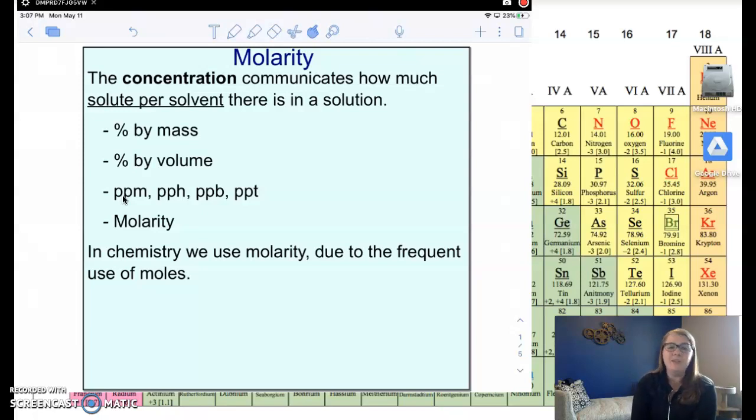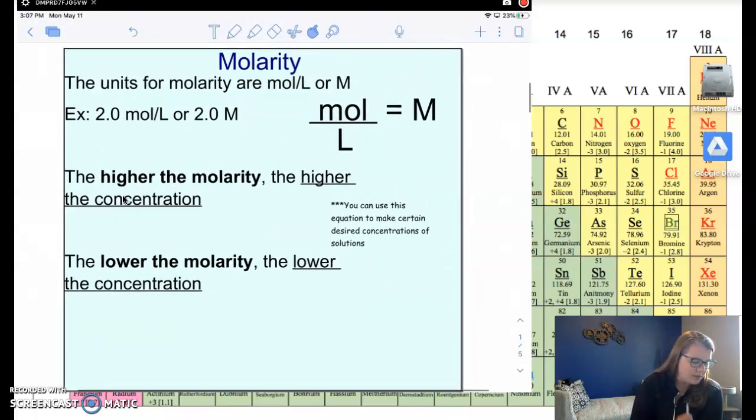And as you could probably assume, it's because we use moles in chemistry. Because atoms are so small, 1 mole, 6.02 times 10 to the 23rd, is actually a reasonable amount. So, what is molarity? It is a communication of how many moles there are within the liters of solution. So we've got a nice equation for that. Moles per liter is equivalent to molarity.